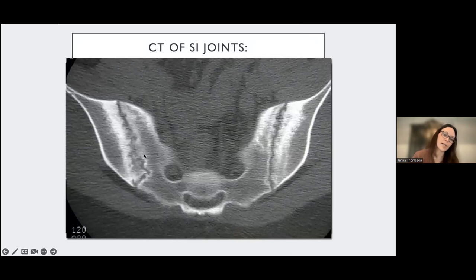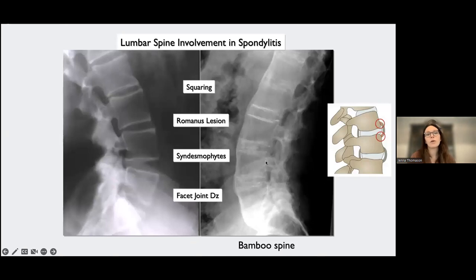Look here. Oh my gosh. This is like very, very eroded sacroiliac joints. Sometimes we also order MRI. MRI, this is not MRI obviously, but MRI gives you a better sense of active inflammation.